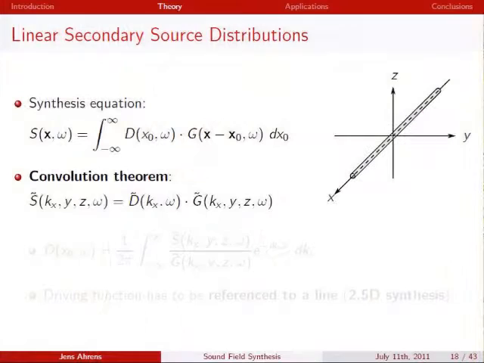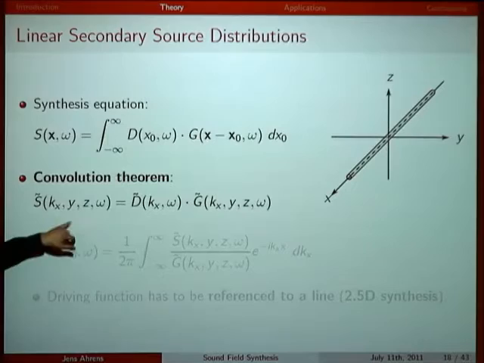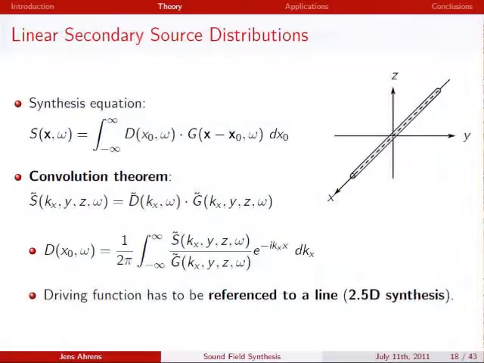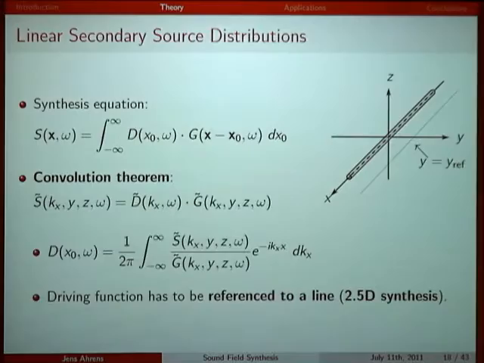This is for a linear secondary source distribution situated along the x-axis. You can find another convolution theorem which relates the quantities in the wave number domain. And again, you can solve this for the driving signal. And again, you have to reference it to a line parallel to the secondary source distribution, which is then the only location where it's correct. Again, it's a 2.5-dimensional synthesis. And the simulated sound fields look like this.